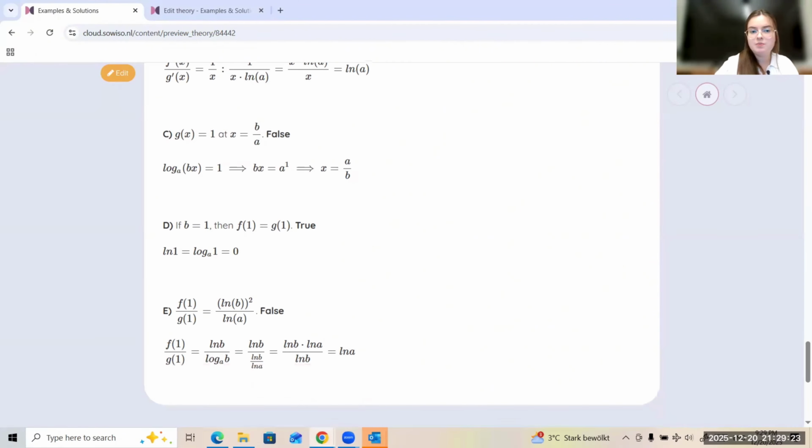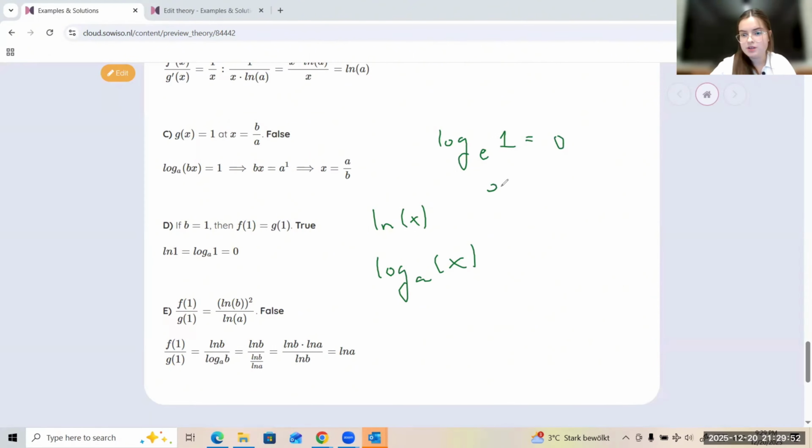And then here, if b is equal to 1, so in our previous functions, now we have b = 1, so we just get rid of it. So it's just ln of x and logarithm a of x. And we're trying to see what would be the y values of these functions at x equal to 1. And they're actually equal to each other because 1 is such a point where the logarithm base e of 1 is equal to 0, because e to the power of 0 is equal to 1, right?